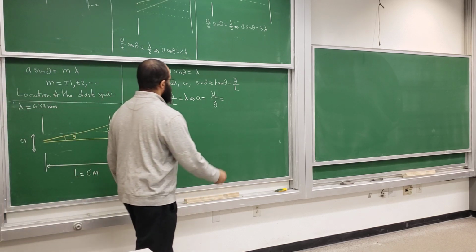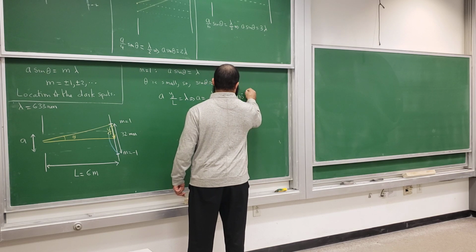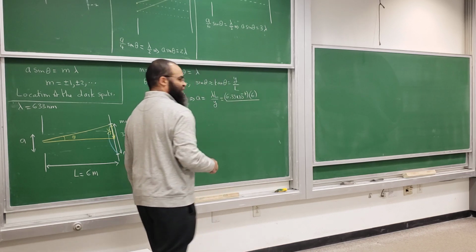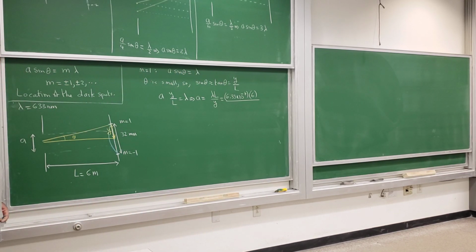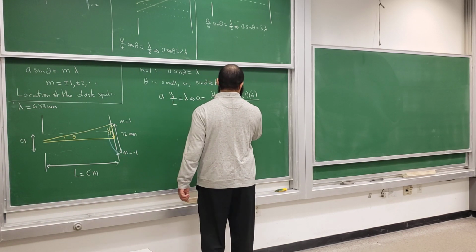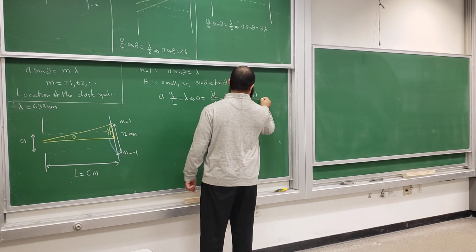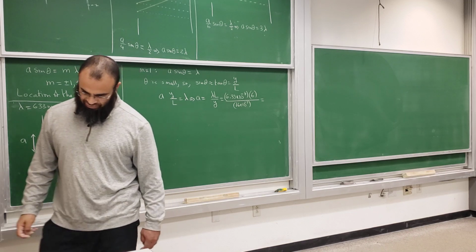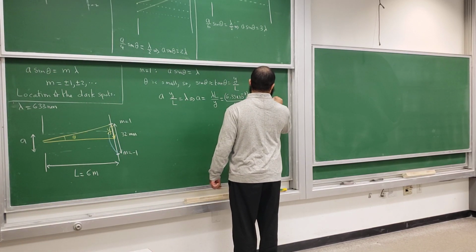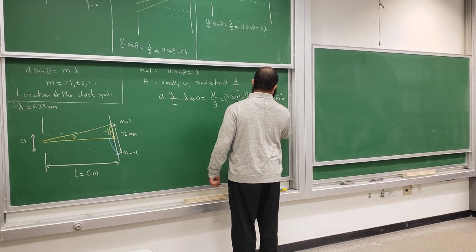633 for lambda, or 6.33 times 10 to the minus 7. 6 meters for L. And how big is y? 16 millimeters, right? So 16 millimeters, so 16 times 10 to the minus 3 to make it into meters. And so this turns out to be 2.4 times 10 to the minus 4 meters, which is 0.24 millimeters.